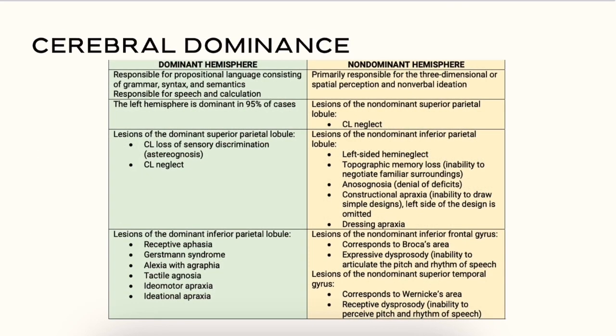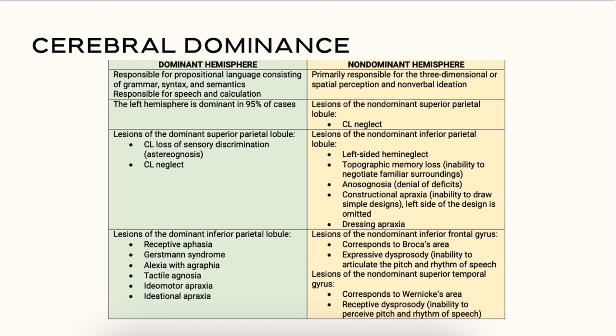Alright, so this is our cerebral dominance. We're going to talk about this first before we proceed to the association areas of the brain. So this is almost the same as what we talked about previously about the left hemisphere versus the right hemisphere, and then our right-sided CVA or our left-sided CVA. So the dominant hemisphere essentially is responsible for the propositional language consisting of grammar, syntax, and semantics, and this is responsible for speech and calculation. And the left hemisphere is dominant in 95% of the cases, okay?